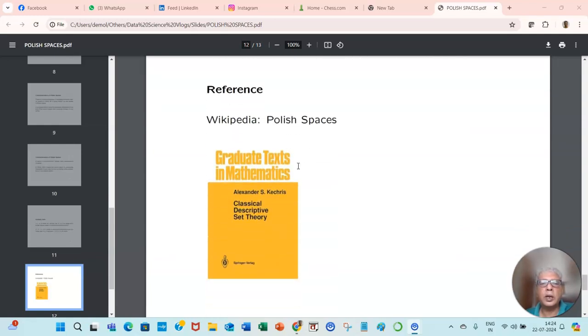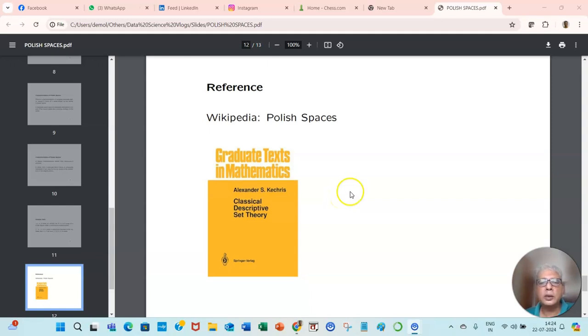For some reference, I have seen the Wikipedia page on Polish spaces, and I have this book by Kechris, Classical Descriptive Set Theory, which has 3 or 4 chapters on analytic sets. Let me see if it happens, if I can study the analytic sets.